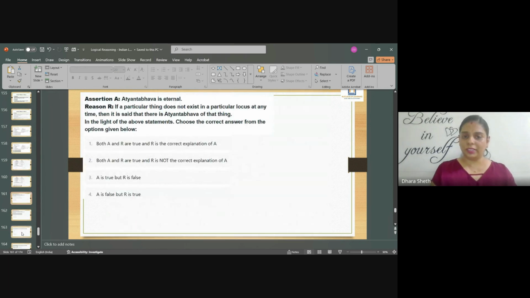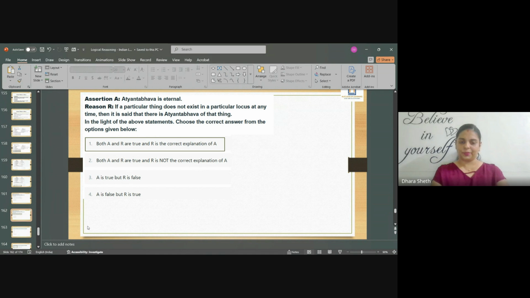Atyanta abhav is eternal. If a particular thing does not exist in a particular locus at any time, it is said to be atyanta abhav of that thing. Here, the answer is both A and R are true. Atyanta abhav is eternal. It never exists. And if it does not exist in the particular locus at any time, it is said to be atyanta abhav. This is the correct explanation of it.